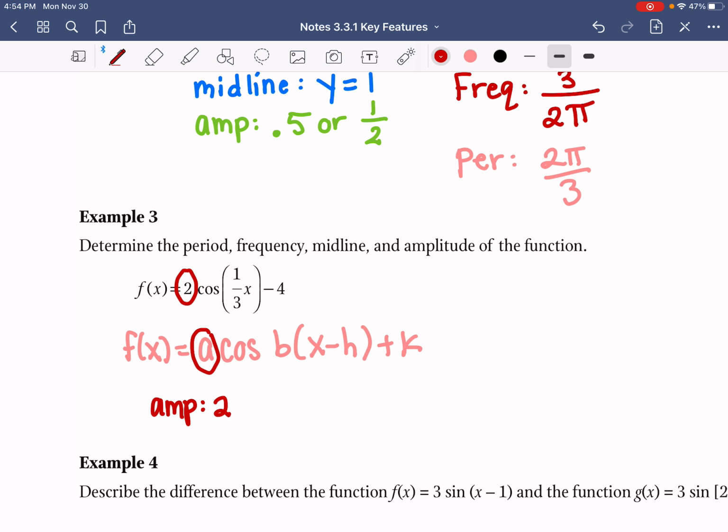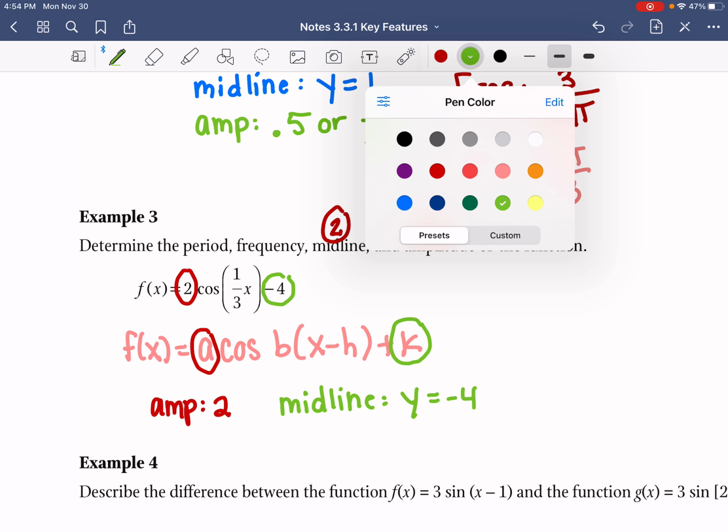So we're finding period, frequency, midline, and amplitude. I'm going to do my amplitude first, and then my midline. Your midline is whatever is being added or subtracted outside your parentheses, usually. H is always in parentheses, so if there are no parentheses, then it's probably just a K. This value out here would be my K, and that's my midline. So my midline is the line y equals -4.